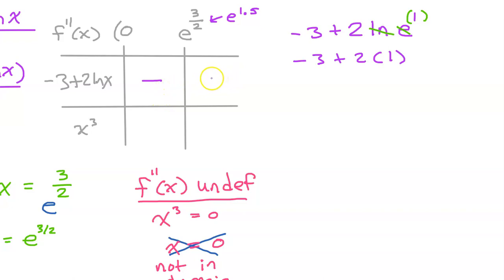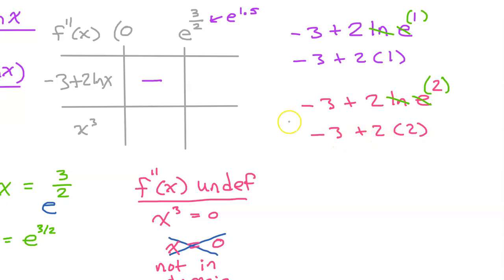How about a test value that's bigger than e to the 3/2 power? Bigger than e to the 1.5. How about e squared? So this would be -3 plus 2 natural log of e squared. Well, again, the natural log and the base e cancel each other out. These are inverse functions. That will just leave the 2. So we have -3 plus 2 times 2. But this is -3 plus 4, which is a positive number.